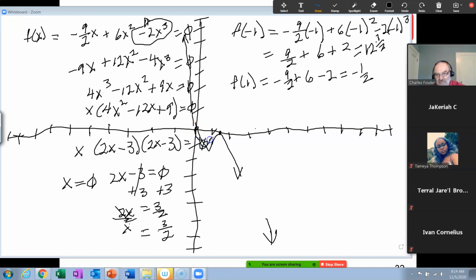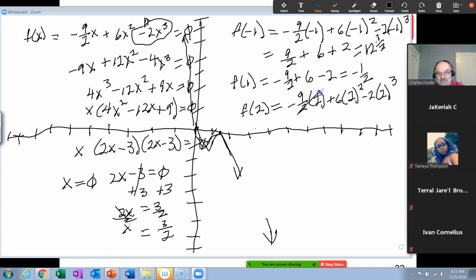It does have a minimum somewhere there, comes up, kisses there, and goes back down. Well, let's see where it goes back down. Let's do something to the right of that last 0. That would be maybe 2. So let's do f of 2. And again, just plugging in here, that would be minus 9/2 times 2, plus 6 times 2 squared, minus 2 times 2 cubed.